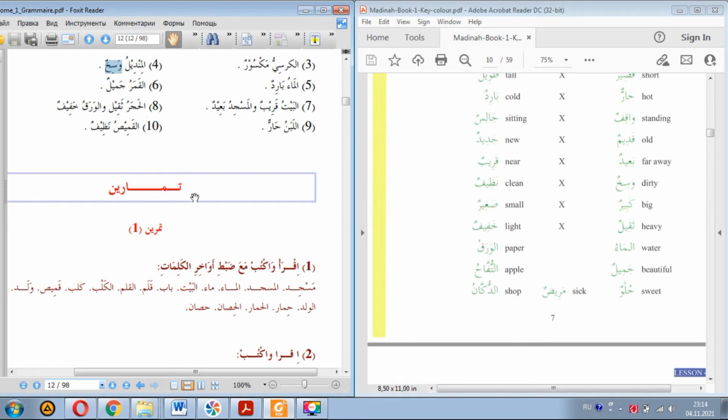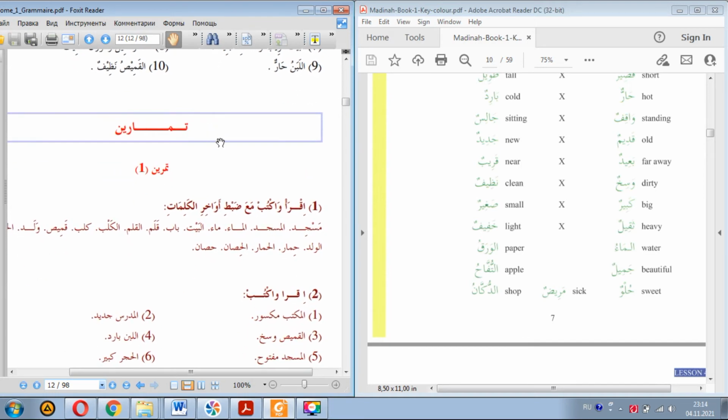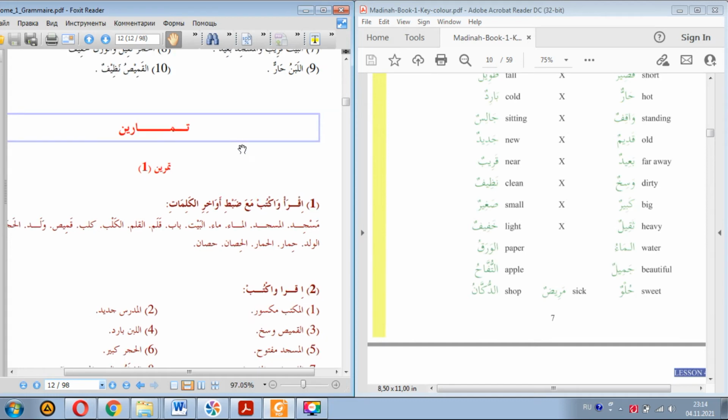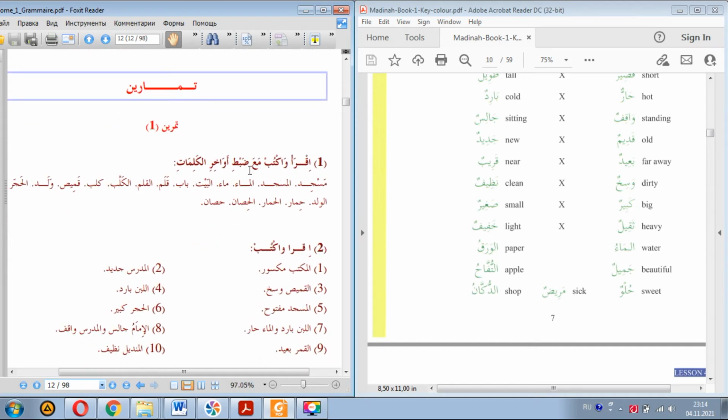Okay, here we have our exercises, our portion of exercises that we are always glad to do. The first is اقرأ واكتب مع ضبط أواخر الكلمات. Read and write with placing the harakat, which means fatha, kasra, or dhamma, in the end of the words. So here it's masjidun because it doesn't have alif lam, and therefore it's masjidun, like a mosque. But here we have alif lam, and then it means al-masjidu, the mosque.